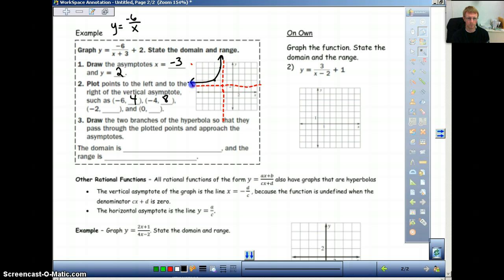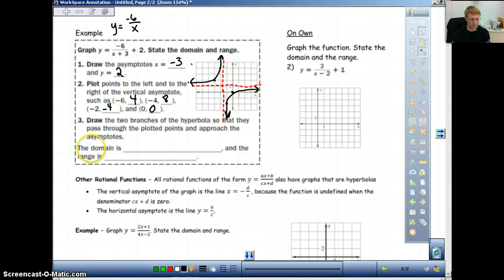Do our other values, we have -2, -4, and we have 0, 0. So again, -2, -4 is right here. And then 0, 0, of course, is right here. And then again, we draw what we call our branch. We're going to have two pieces of our graph. That's a hyperbola, and you can see they're always a mirror image of each other.